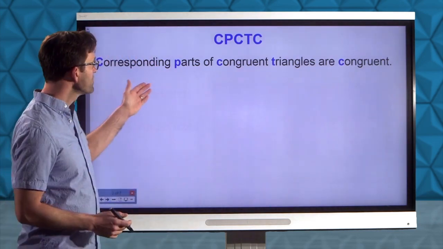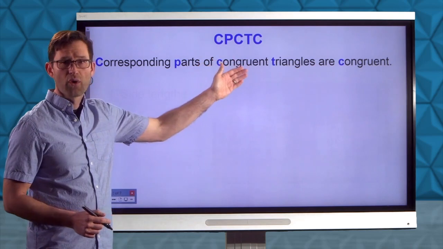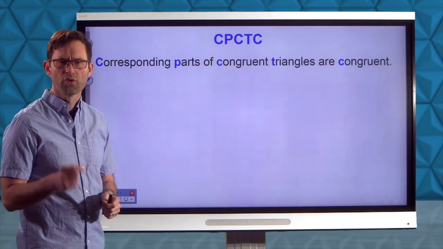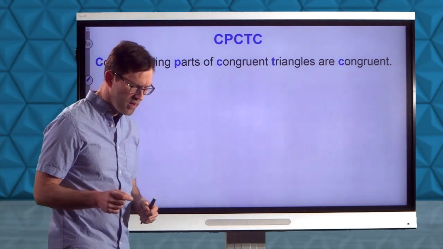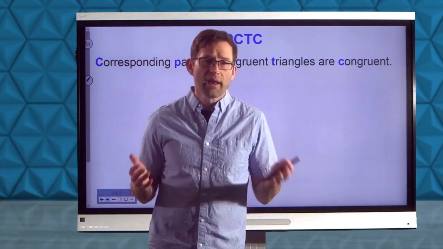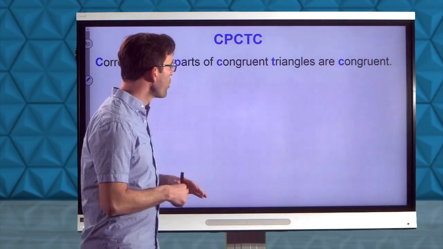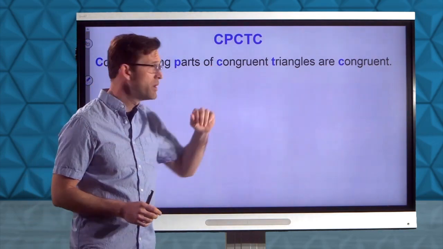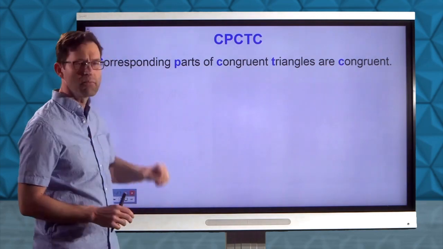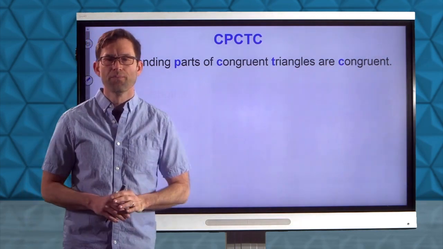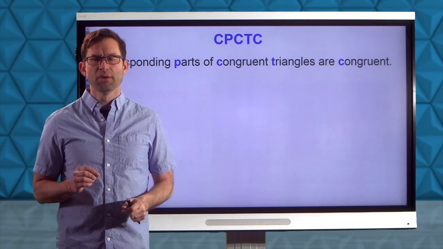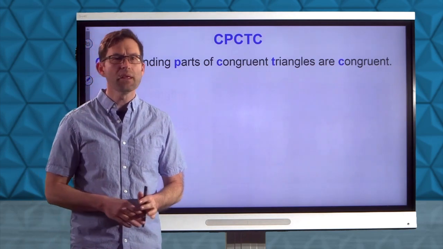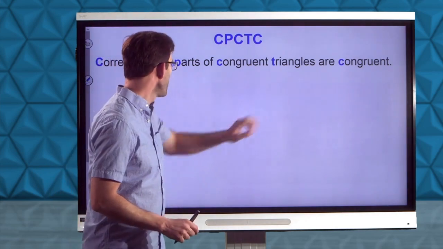CPCTC. Corresponding parts of congruent triangles are congruent. Now, that's a mouthful, and it can be kind of confusing. Obviously, there's many words in this that you understand, like congruent triangles, congruent, right? But corresponding parts, that's a little bit confusing too. So I like to talk about CPCTC as a type of reasoning that we use. And let me illustrate it this way, right?